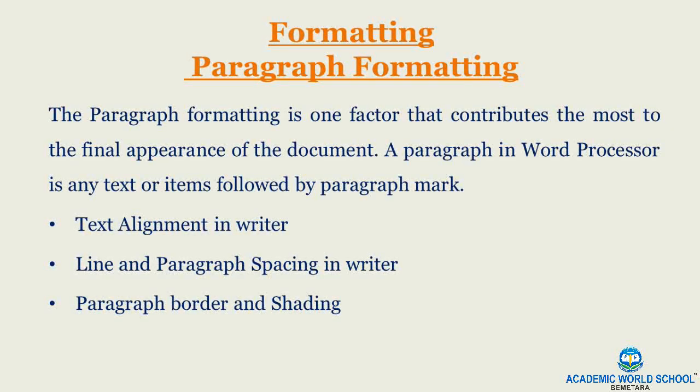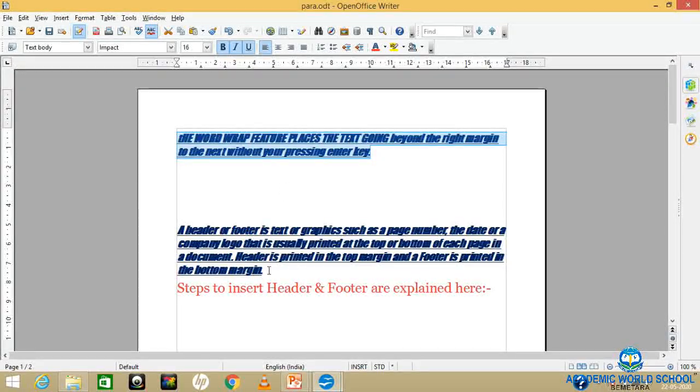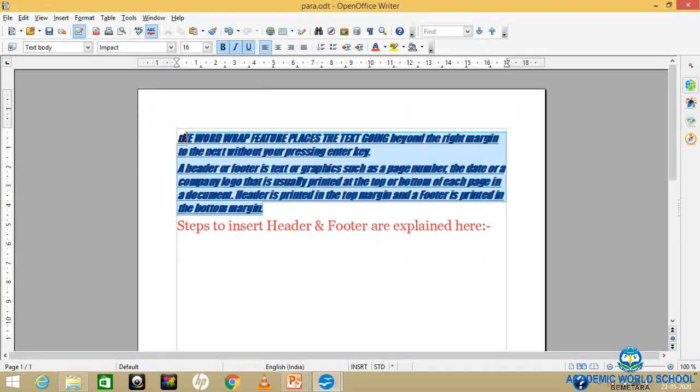Today I am going to tell you about paragraph formatting. What is a paragraph? A combination of lines. Paragraph formatting is one factor that contributes the most to the final appearance of the document. A paragraph in a word processor is any text or items followed by a paragraph mark. In this I am going to cover text alignment in Writer, line and paragraph spacing in Writer, and paragraph border and shading.